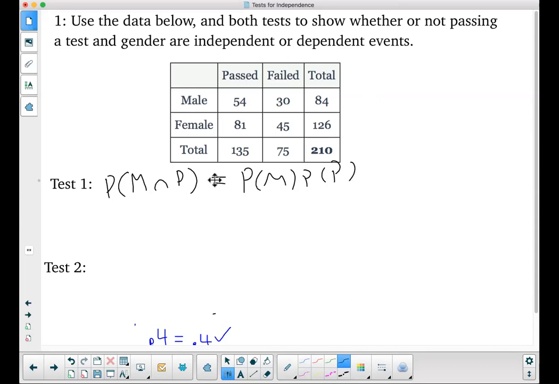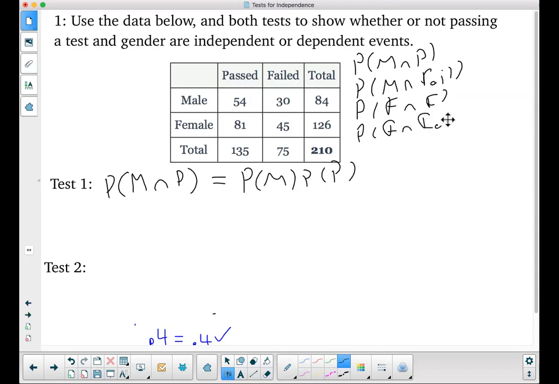Passing. Now you may be wondering, why did you choose probability of male and passing? It actually doesn't matter which I choose. I could have chosen the probability of male and passing, male and failing, female and passing, or female and failing. And if you think about it a little bit, if male and passing are independent, that means all these other ones have to be independent. It's subtle, don't overthink it, but if you want a little practice, think about that.